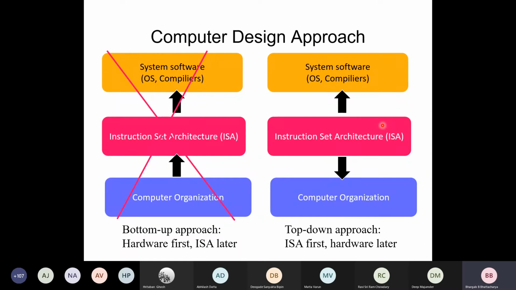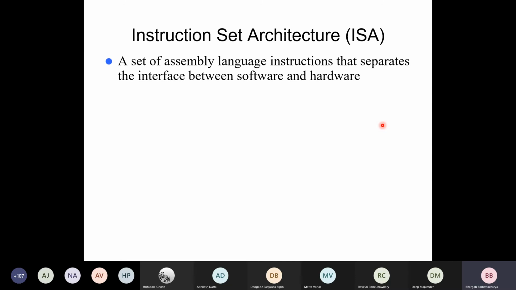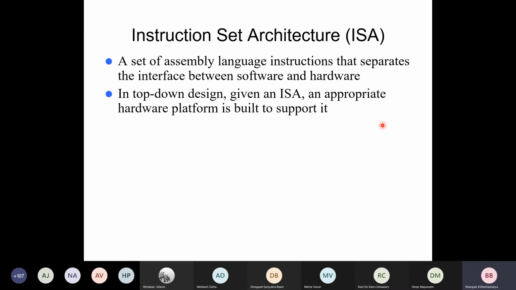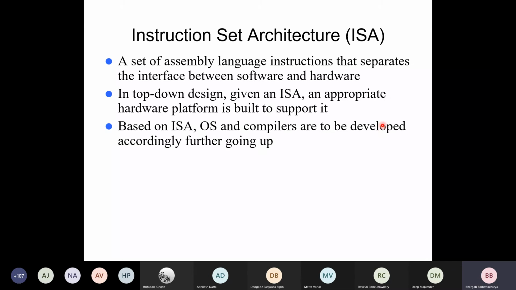All right. So that is the overall lesson of computer architecture and organization. The instruction set architecture is the set of assembly language instructions that forms the interface between the hardware and software. So in top-down design, we start from the instruction set architecture, and then the appropriate hardware platform is built to support it. Based on the instruction set architecture, the software engineers can then develop the upper layer software, and accordingly you may go further up.